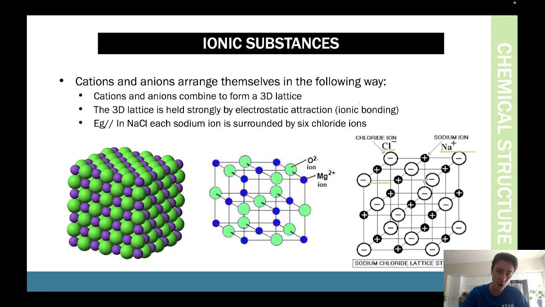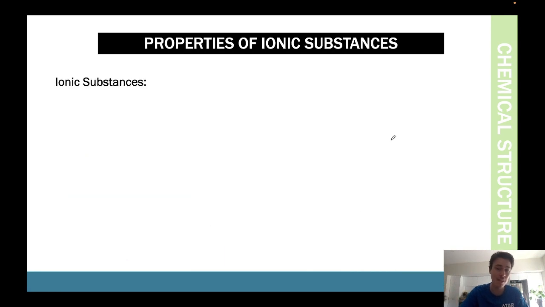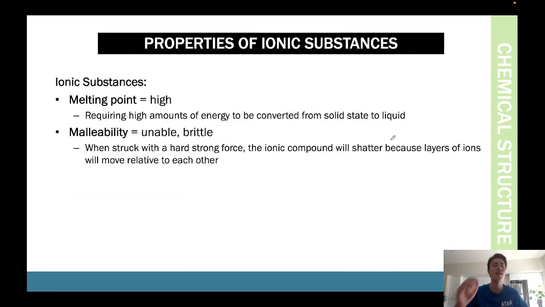So what happens is this whole layer shifts. The whole layer shifts. And then these two end up on top of each other, and these, and these. So what you end up with is positive and negative charges next to each other. And that's not good. They're going to repel. So what happens in that split second is they repel each other and it shatters. And that's what we refer to as brittle.